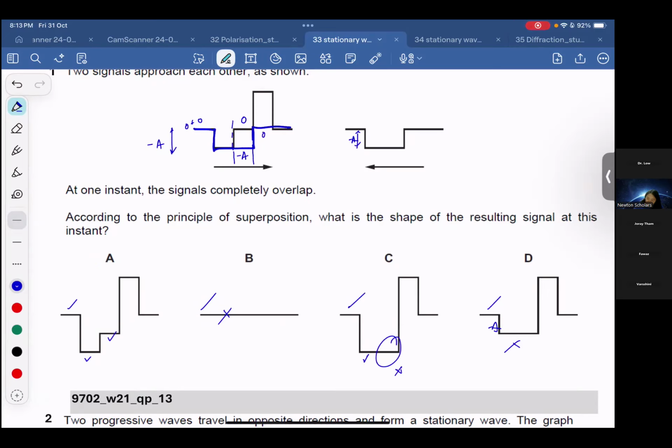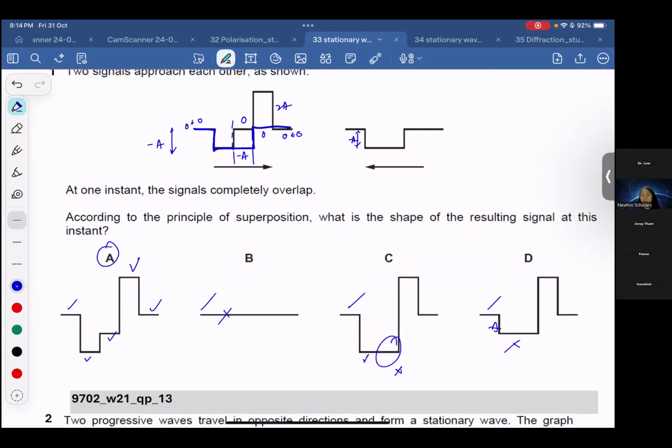Okay, then here 0 meets with a 2A. Okay, meets with a 2A. So you get a 2A, correct? Okay, so this part is correct. Okay, last one, 0 meets with 0. So 0. Answer is A. Let me have a look.